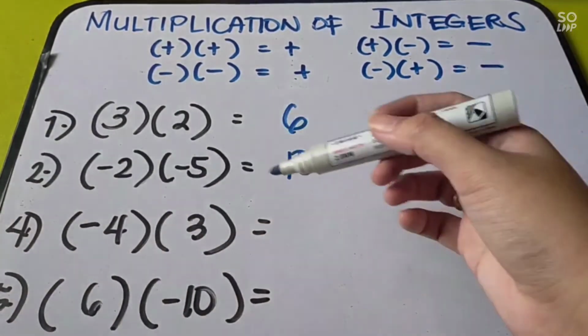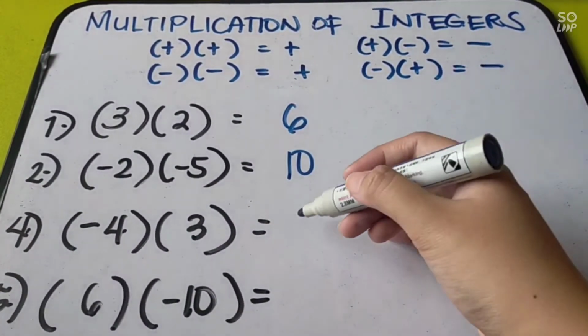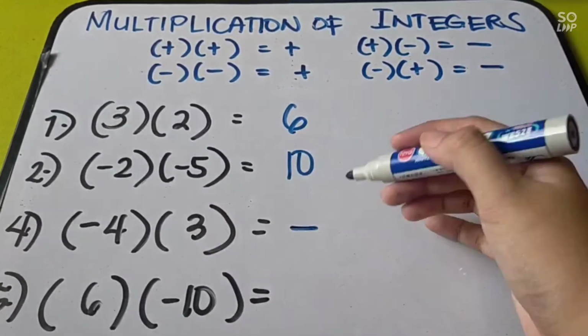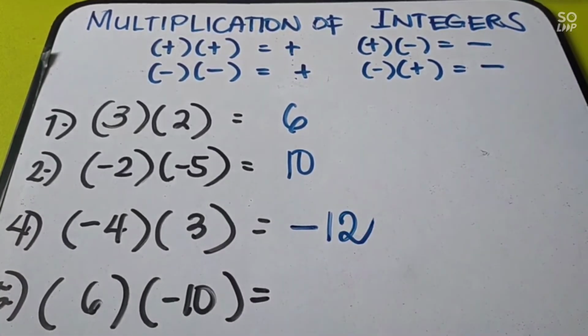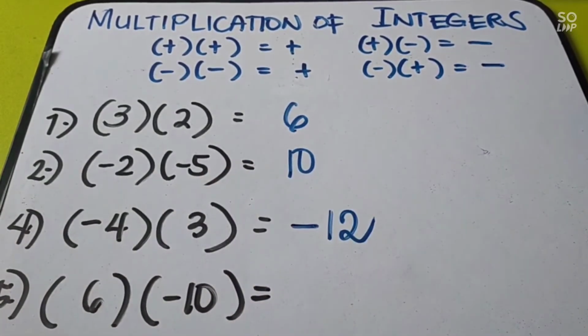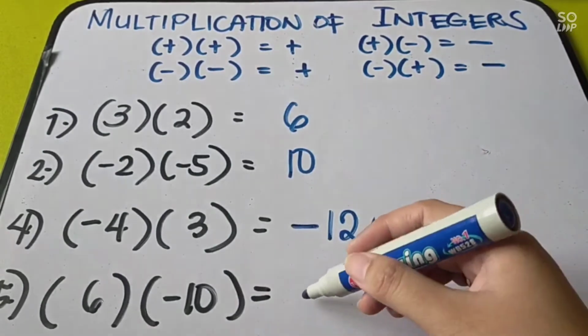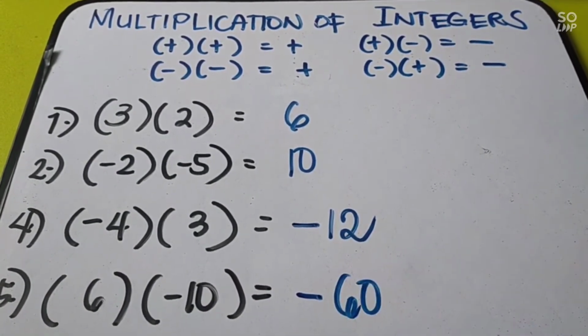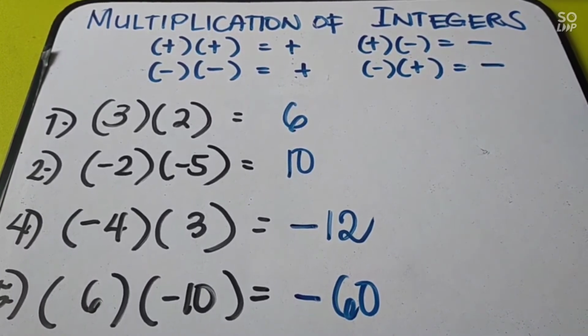Next tayo, negative 4 times 3. So, different ang sign natin. Therefore, your answer should be negative. Then, just multiply. 4 times 3, the answer is 12. We're done. Next tayo, 6 times negative 10. So, different sign ulit. We have here negative. Then, multiply. The answer is 60. We're done. Let us have more examples.